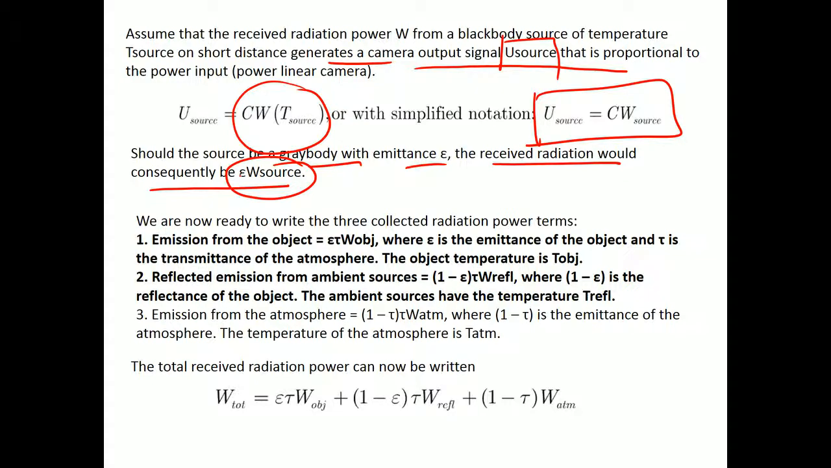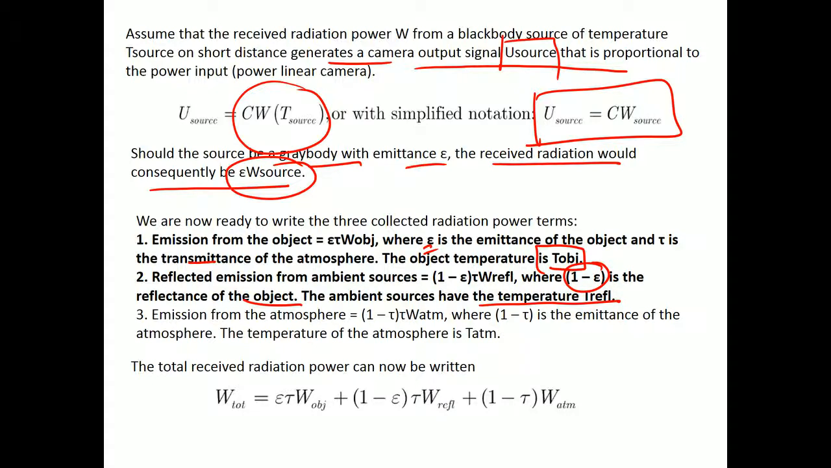Now, we are ready to write three collected radiation power terms. First, emission from the body, which is epsilon tau W object, where epsilon is the emittance and tau is the transmittance of the atmosphere. The object temperature is T object. Next, the reflected radiation from ambient sources is (1 minus epsilon) tau W reflectance, where (1 minus epsilon) is the reflectance of the object. The ambient sources have the temperature T reflect.